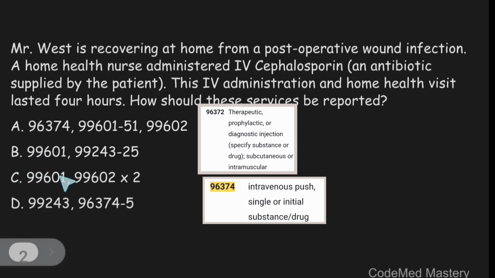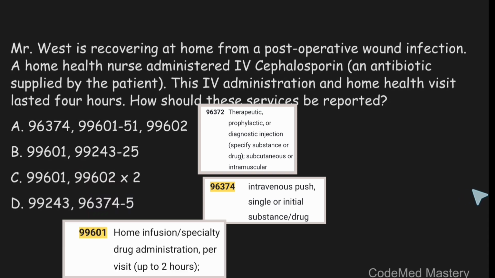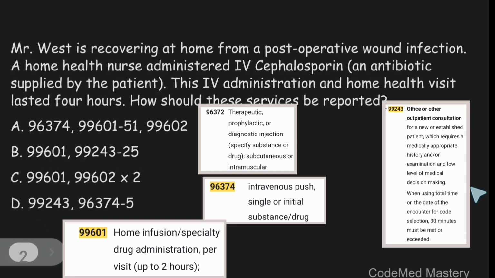And in option B and C the first code is 99601. Check the code. 99601 is for home infusion specialty drug administration per visit up to 2 hours. And in option D, the first code 99243 is for office or other outpatient consultation for new or established patient which requires medically appropriate history, low level of medical decision making.